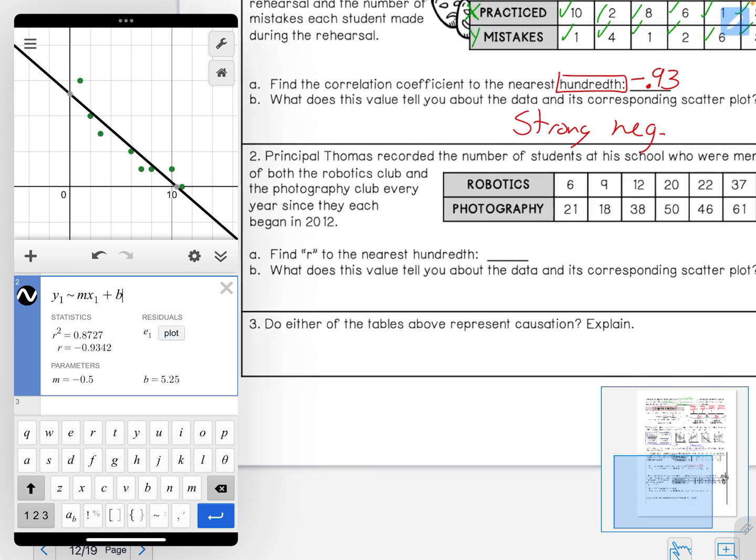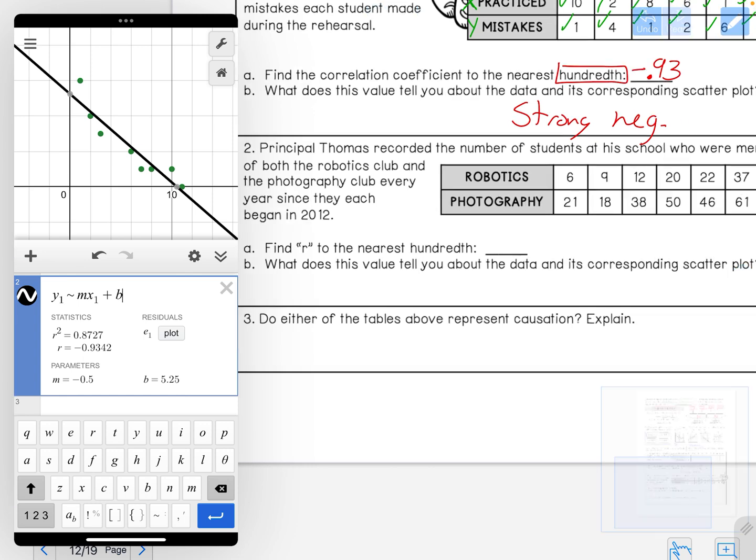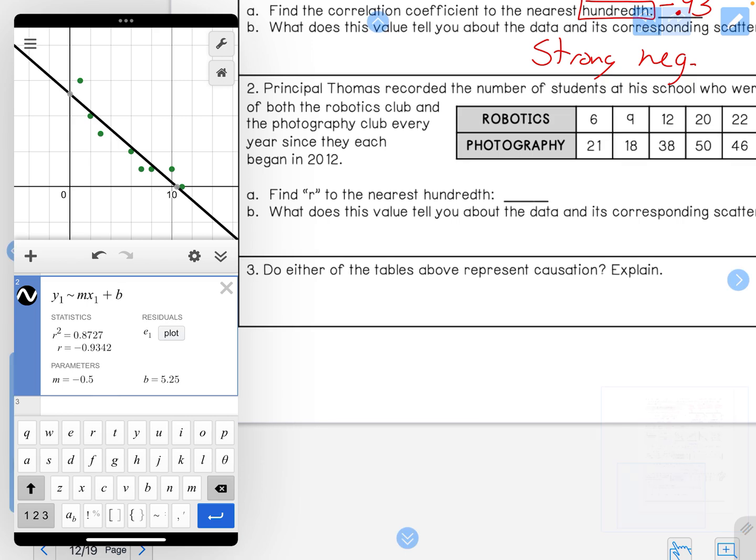And so now I want you to do number 2 on your own. If you need to pull up the completed class notes to remind you of the steps, you're more than welcome to. And then I want you to answer number 3 and check with your completed class notes.